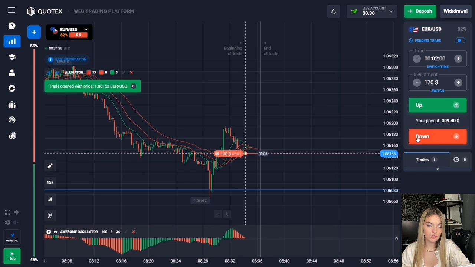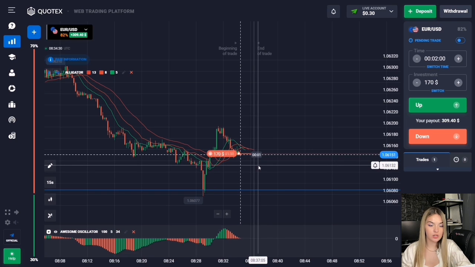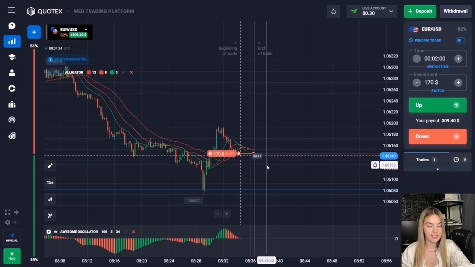I think that in the near future, in this situation, the price is likely to continue its movement to the support level, since the general trend of the price is also going down and our entry point is confirmed by both indicators. And so let's wait for the deal to finish.